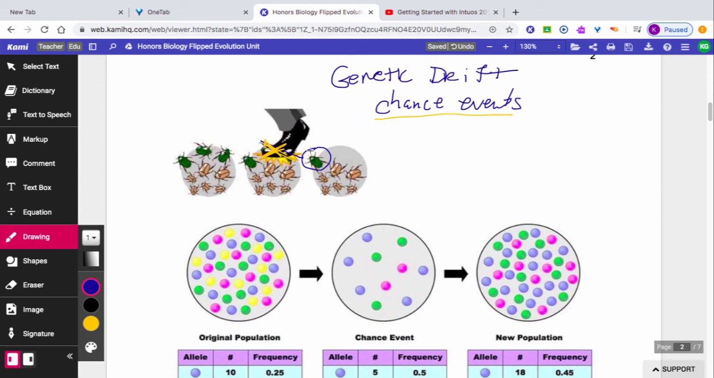Again, it wasn't due to the fact that he didn't like green beetles and he only wanted to kill green beetles, because that would not be a chance event. Chance event, he just happened to step down. And so in this case, genetic drift is more likely to cause evolution when we're dealing with small populations. So small populations are extremely sensitive to genetic drift, because you can imagine if it was a big population and they were kind of all mixed up and he just kind of stepped onto it, it wouldn't have had as much of an effect on it.